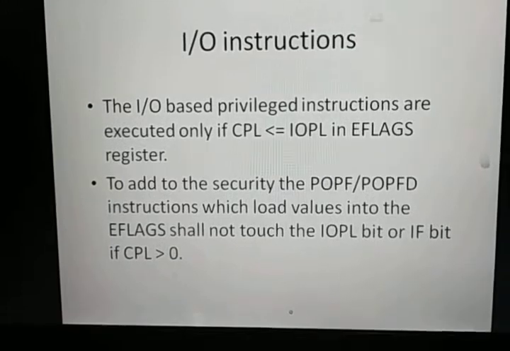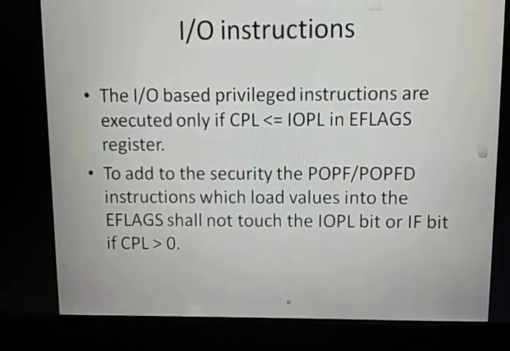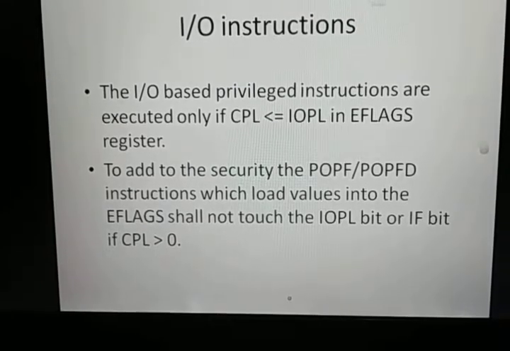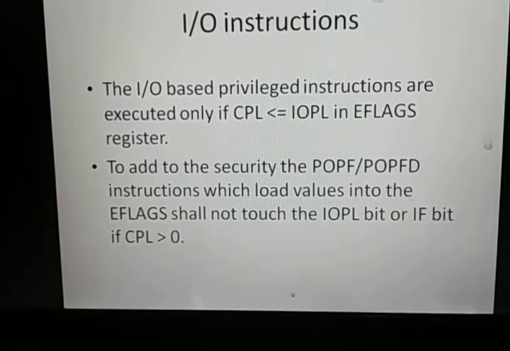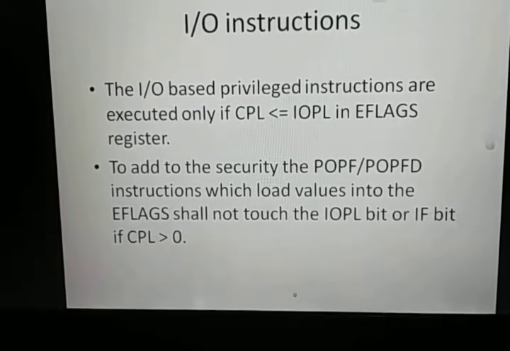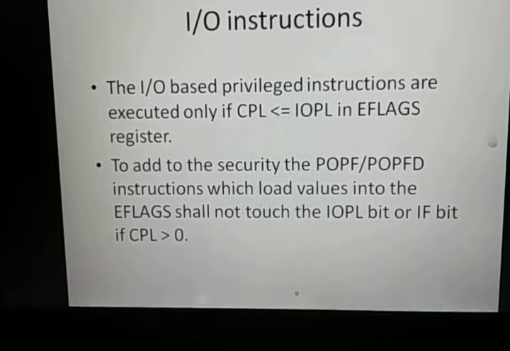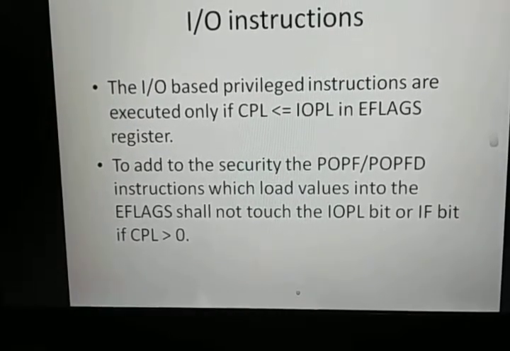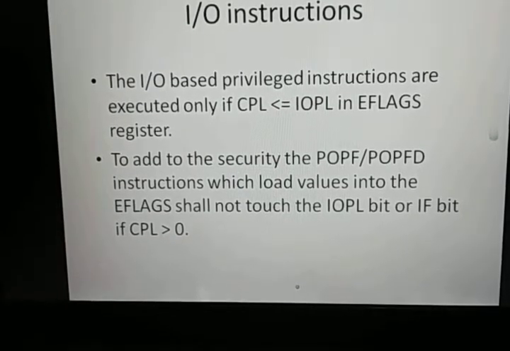Input output instructions. The input output based privileged instructions are executed only if the current privilege level field is less than or equal to the IOPL field in the EFLAGS register. Means if the calling process privilege level is less than or equal to the target process IOPL field, in that case we can execute the input output instruction, otherwise we cannot execute input output instructions.